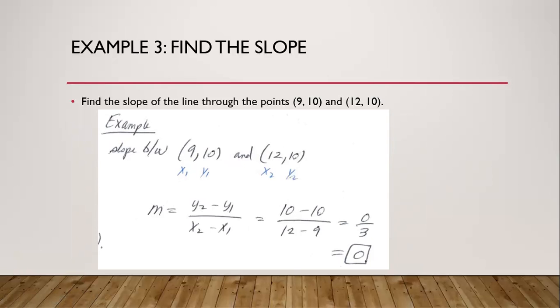All right, we go across the top. 10 minus 10 is 0. 12 minus 9 is 3. We go to our calculator. Our calculator is our friend. Our calculator will tell us things. Our calculator tells us that 0 divided by 3 is 0. Okay.